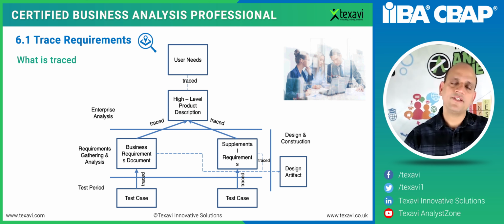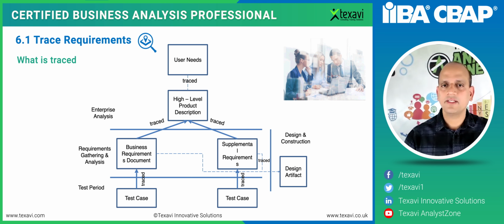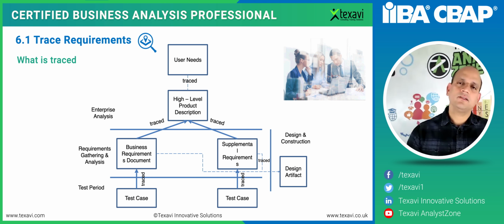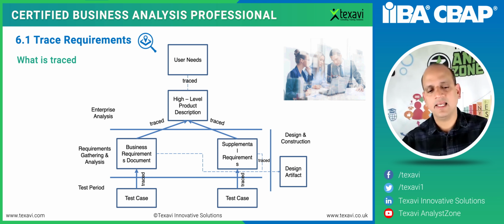And that's what we call the FURPS plus model. The FURPS plus model stands for F is functionality, U is usability, R reliability, P performance, S supportability, and the plus stands for interface requirements, anything that you need to interface with, any other system, product, or application, documentation requirements, legal requirements, security, all of these that you connect with, any licensing and things like that.